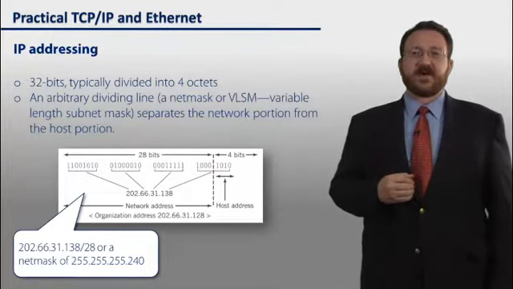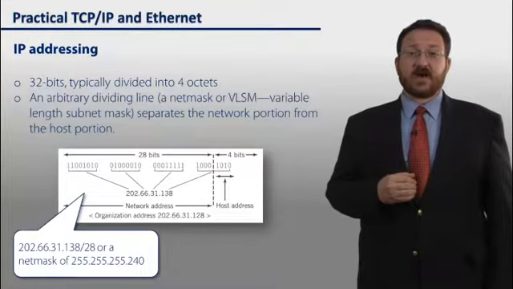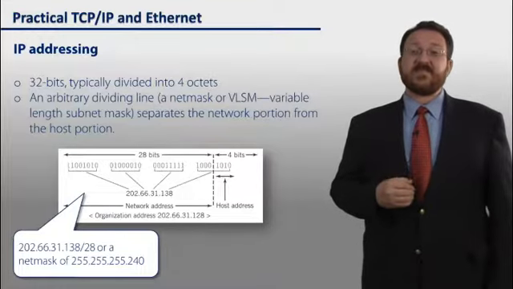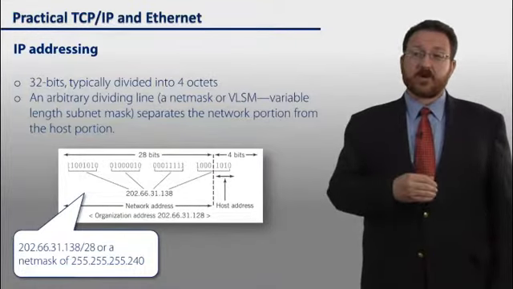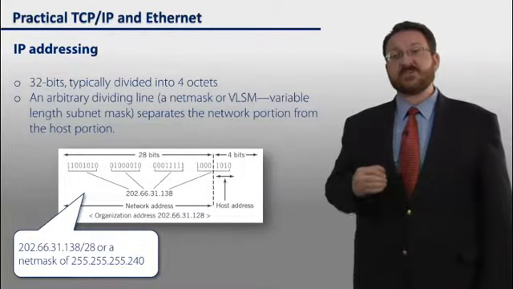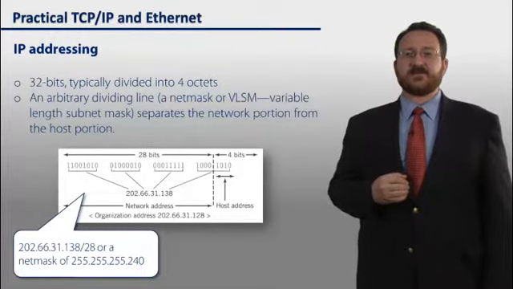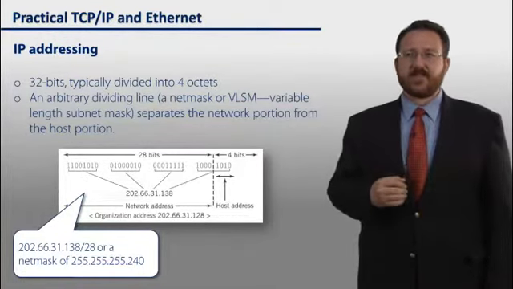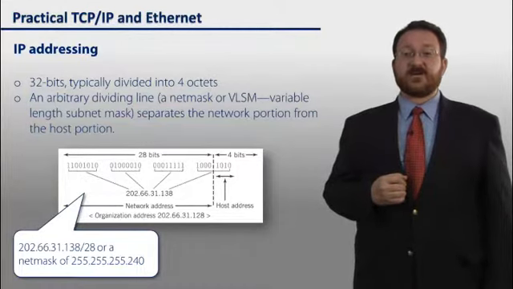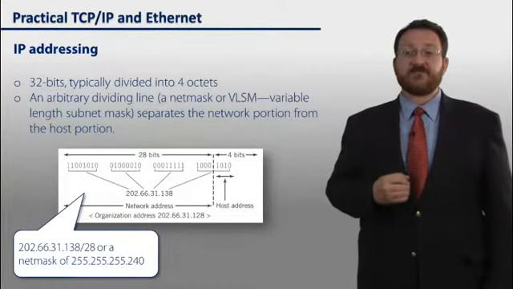There's an arbitrary dividing line that we find in any IP address that separates the address of the network from the address of the host that's on the network. So here we see an example of 28 bits that are set aside for the network portion. And this is what's important for routing. And then we have 4 bits that are specified for the host portion on the final network.